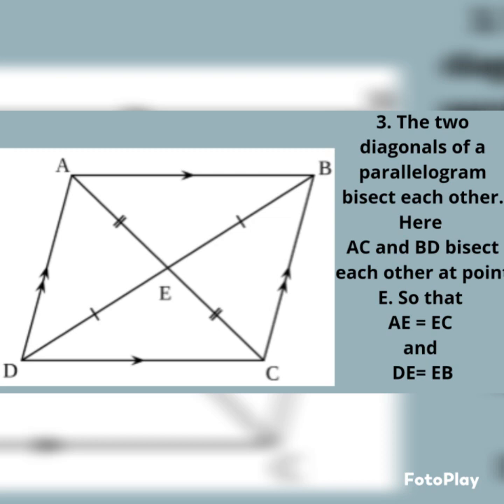That means AE will be equal to EC and BE is equal to ED. At the point of intersection, they are dividing each other into two equal parts.